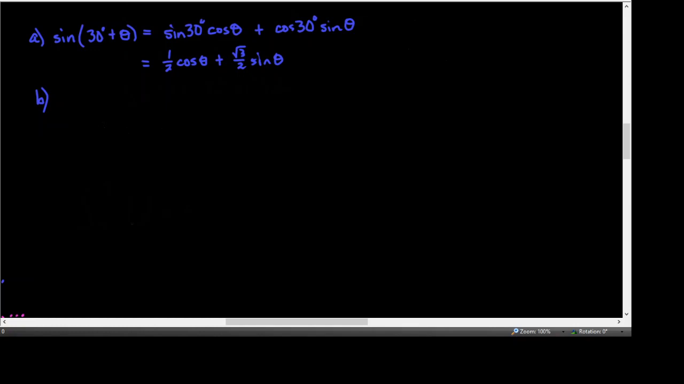B, tangent of 45 degrees minus theta. Okay, we use the tangent of a difference formula. That's tangent of the first, keep the sign, tangent of the second, divided by 1, change the sign, tangent of the first times tangent of the second.